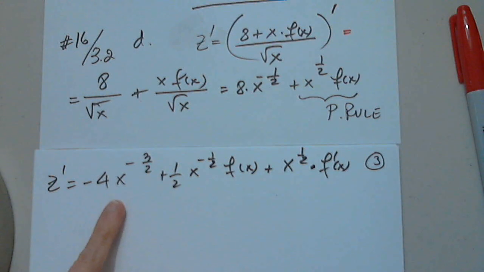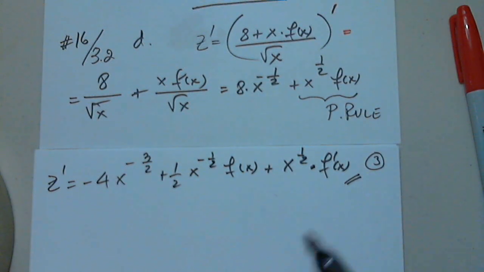Now you can factor out x to negative 3/2 if you want, but that's good enough. They should accept this answer. But be very careful how you enter it because, as you know, it's very fidgety.